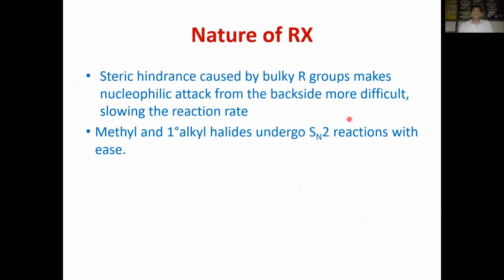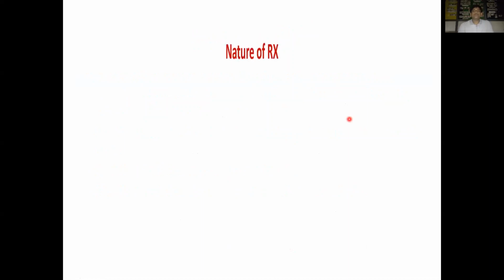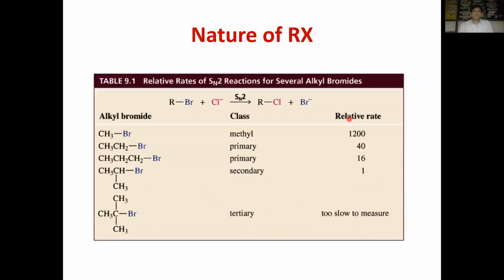And the second one, nature of halogen. Suppose you take alkyl halides, you can take different alkyl halides. This is methyl bromide, which one exhibits the highest rate of the SN2 reaction. As the size of the halogen increases, there is a decrease in the rate of the reaction.